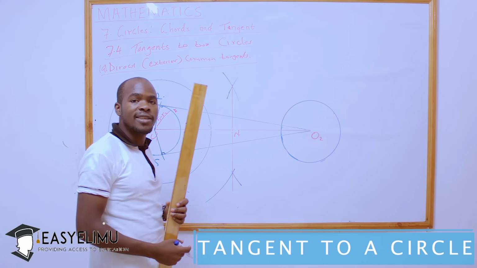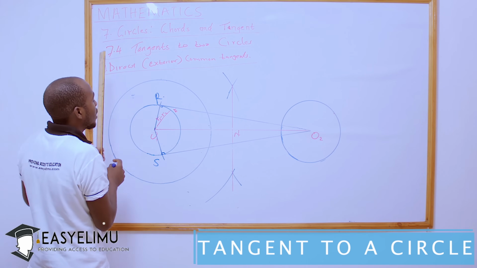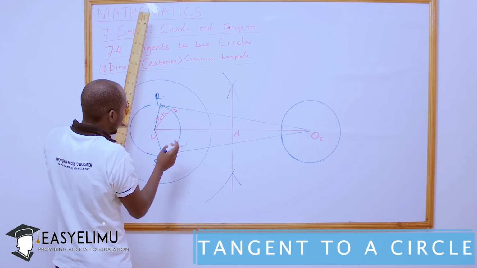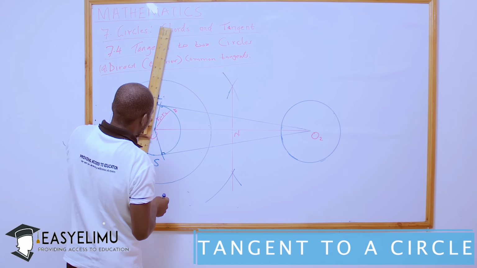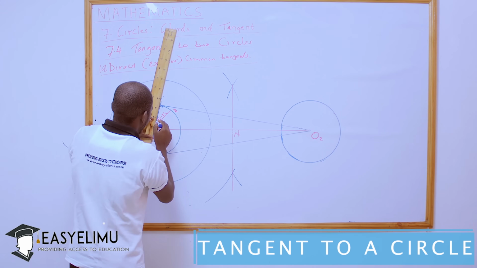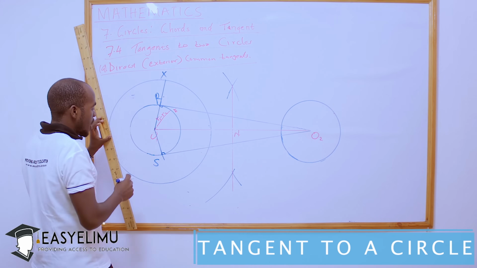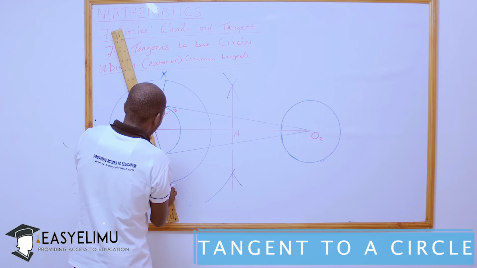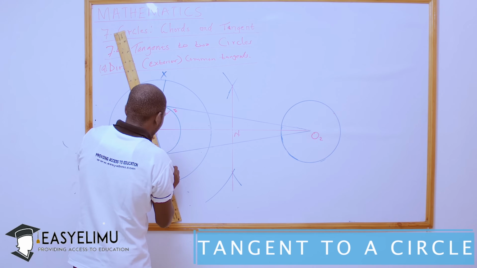Now, what you do next, produce O1R to meet this larger circle of radius R1 at, let's say, point X. So I'm going to produce this one here to meet that circle at X, and I'll call that point X. And also produce O1S to meet the circle of radius R1 at point Y.